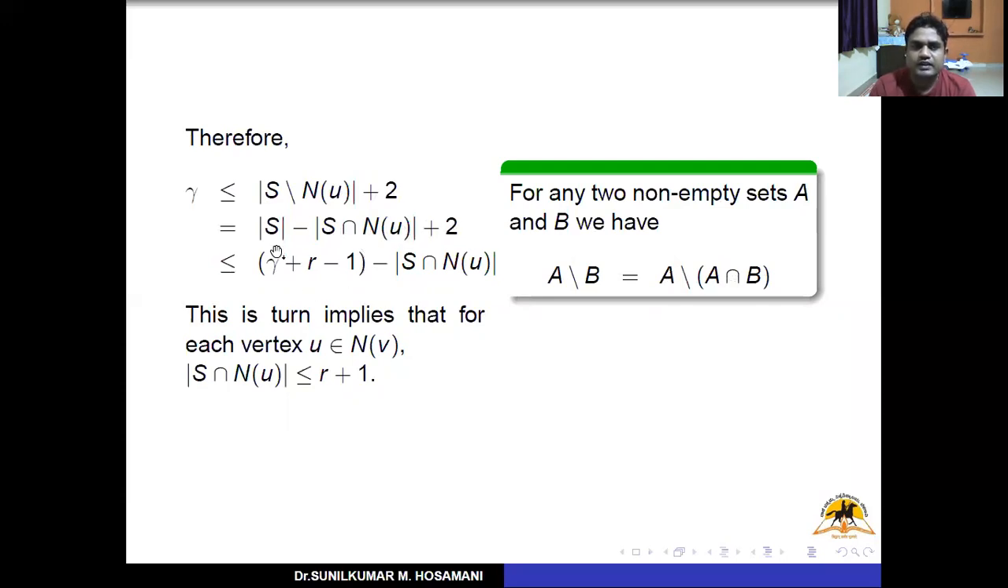Okay, so the cardinality of S is gamma plus r minus 1. So minus the cardinality of S intersection N of U as it is, plus 2. Here plus 2 is missing. And after simplifying this, we will get the cardinality of S intersection the open neighborhood of U is less than or equal to r plus 1.